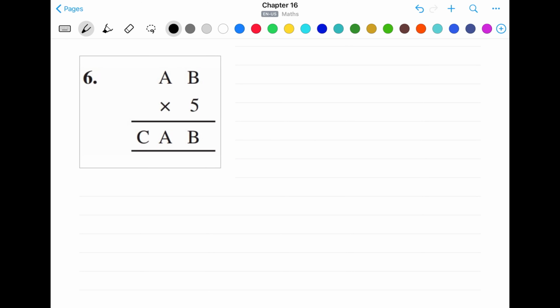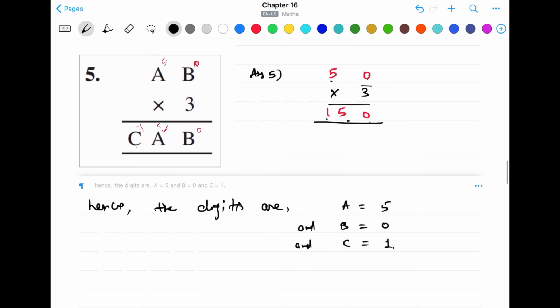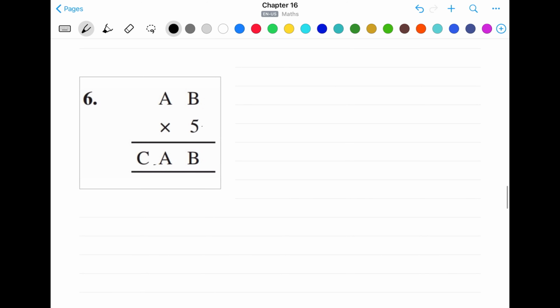We have here AB again multiplied by 5, we are getting CAB. It is very much similar to question number 5. The only difference is in question number 5 we have 3 here, and in question number 6 we have 5 here. So let's write the digit answer of this question number 6. We have AB multiplied by 5, we are getting the result as CAB. We have to find the value of all these digits.